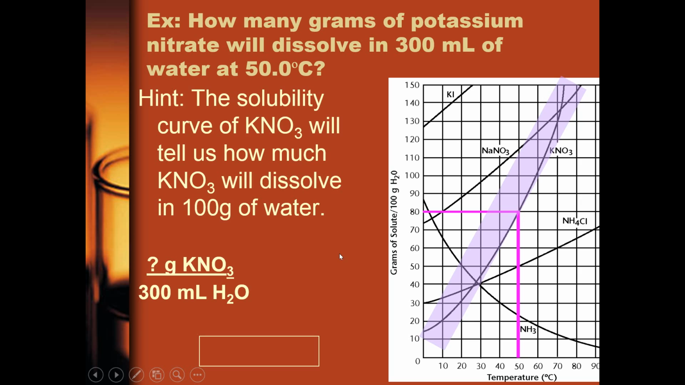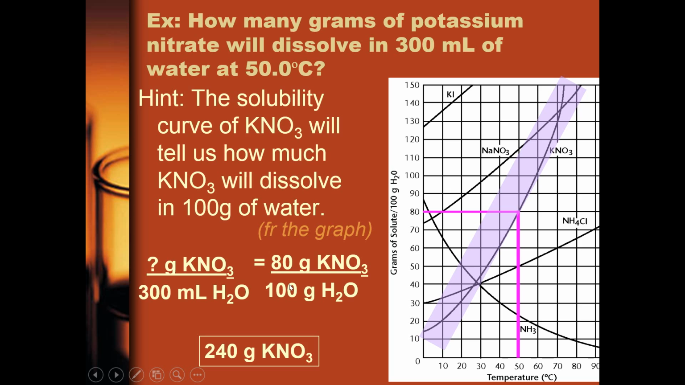So I want to set up a proportion to say how much potassium nitrate can dissolve in 300 milliliters of water if I know that 80 grams dissolves in 100 grams of water. So I got the 80 from my graph, from where the intersecting point is with 50 degrees Celsius. I can do some cross multiplication here: 80 times 300 divided by 100. And that gives us 240 grams of potassium nitrate.